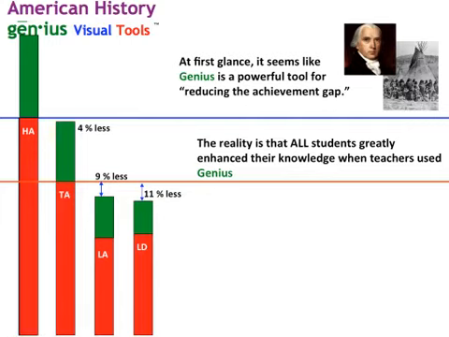This study was a little bit different in that we found that not only did Genius affect the high achievers, it actually significantly improved theirs, really more than the others. So this is kind of a rare finding where it's one of those things that seems to work really well across the board.